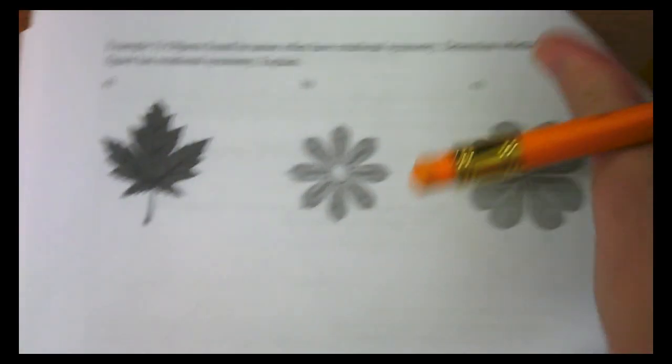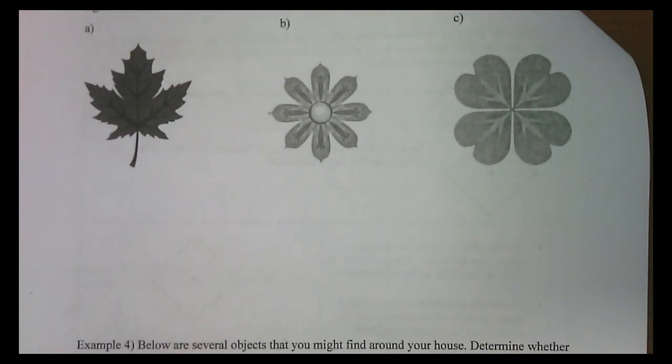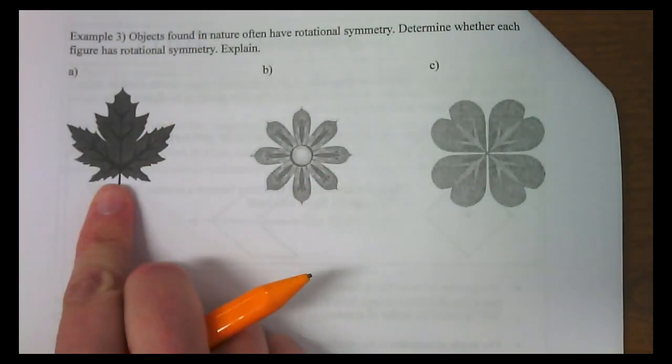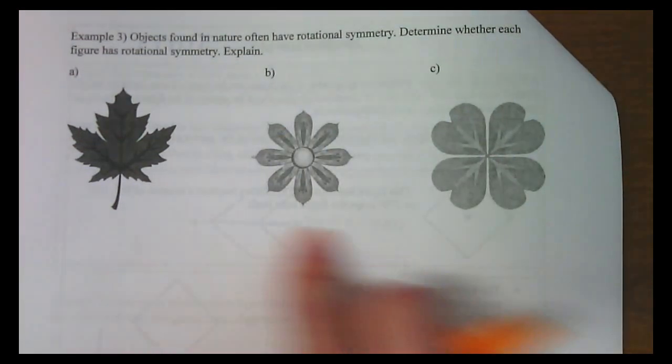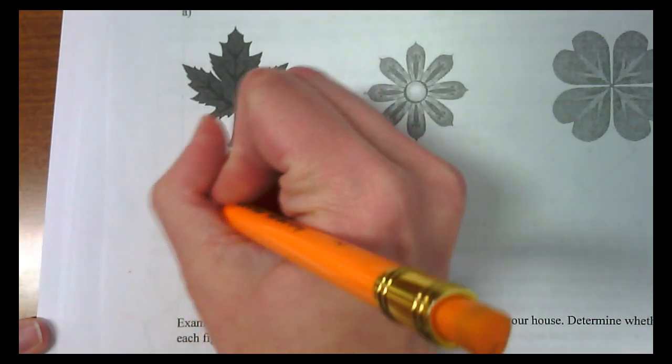Okay, let's look at some examples. We're going to use a few more words than what it exactly says here. So let's look at our objects. We have a leaf here. It says determine which ones have rotational symmetry. So if I took this leaf and I turned it, for leaf A, I am not getting a leaf that looks exactly the same as I turn it. I'm not getting the exact same thing. This has no rotational symmetry.